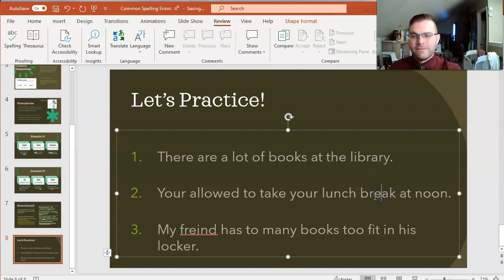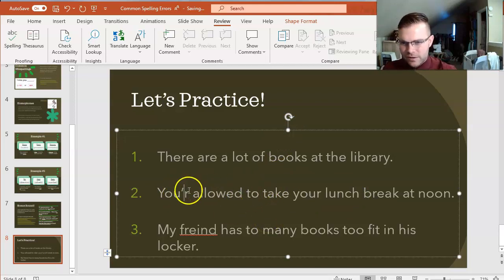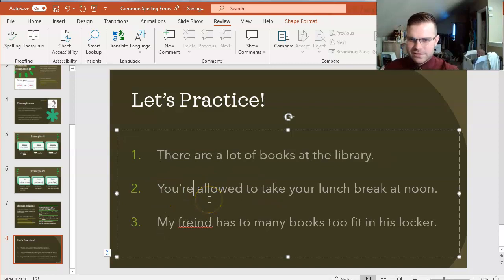There is another homophone in this sentence that Microsoft did not pick up for me, and it's your. There are 2 yours. There's your allowed, and there's your lunch. This one's correct. It's the lunch that belongs to me, but this your should be the contraction you are. Y-O-U apostrophe R-E. You are allowed to take your lunch break at noon.